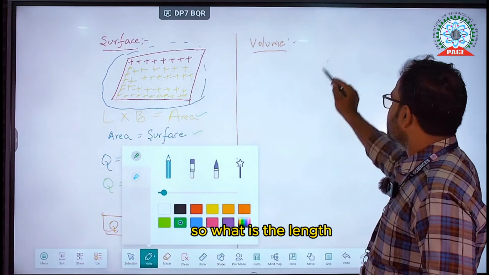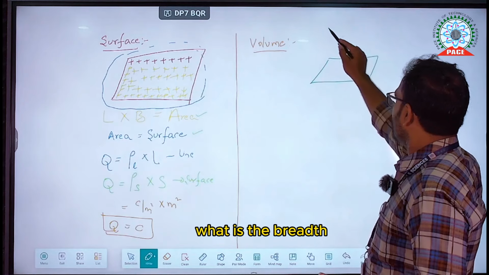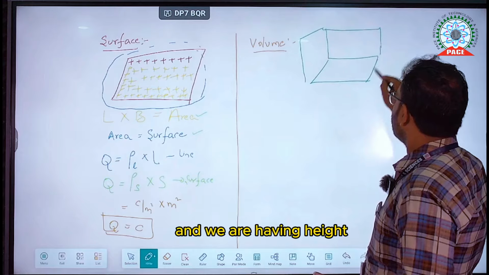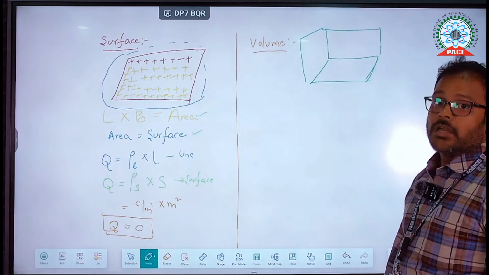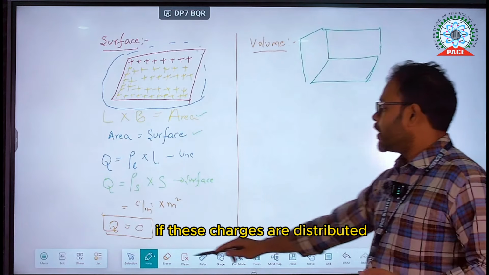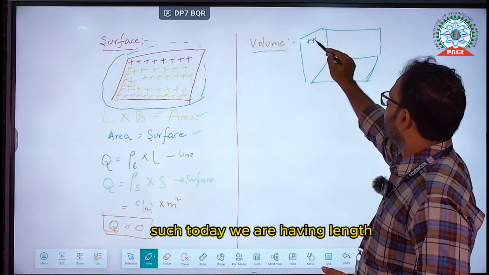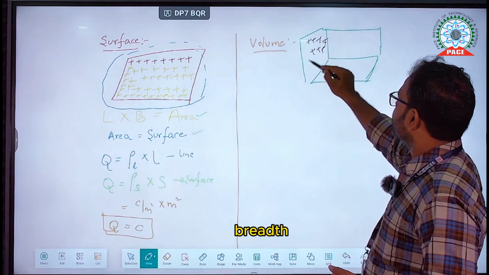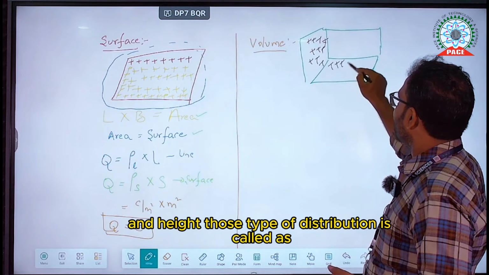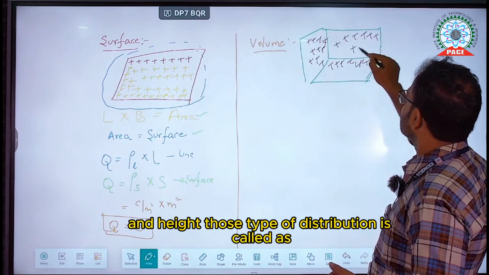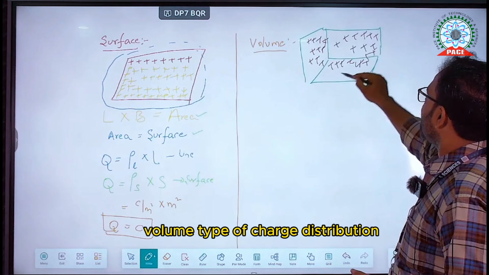So what is the length? What is the breadth? And we have height. If these charges are distributed such that we have length, breadth and height, that type of distribution is called volume type of charge distribution.